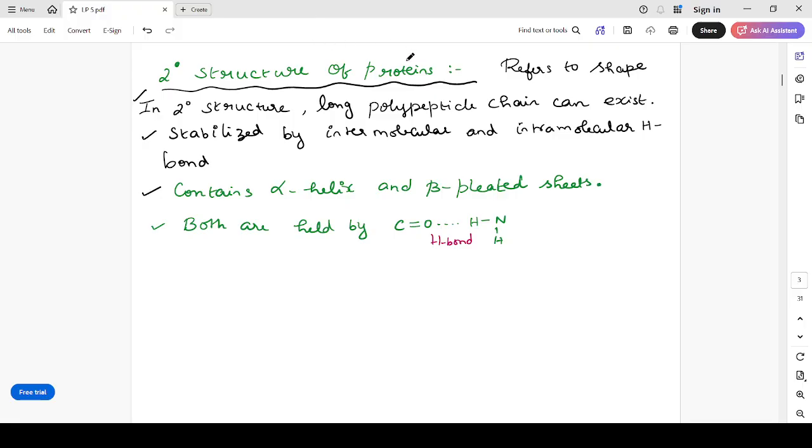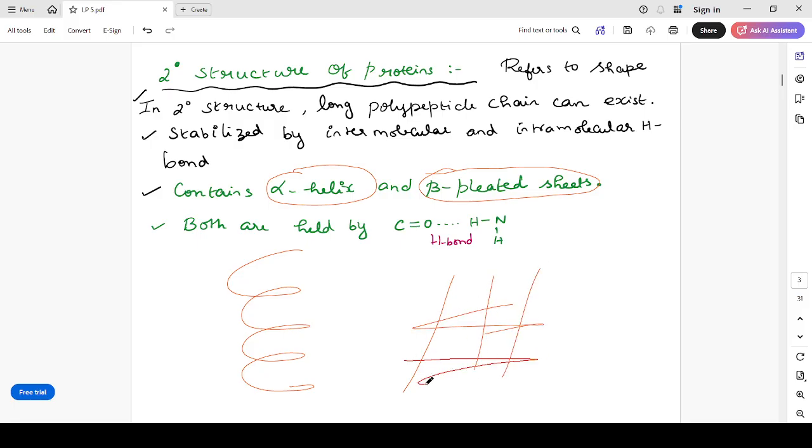The secondary structure consists of two types: alpha helix and beta pleated sheets, like this, and sheets running like this in a crossed manner. This is stabilized by intermolecular as well as intramolecular hydrogen bonds. You can see the carbonyl group here and the NH2 group, which leads to hydrogen bonding.